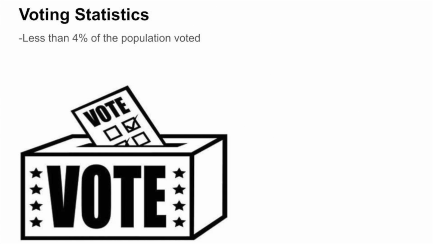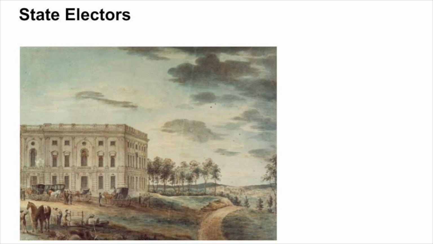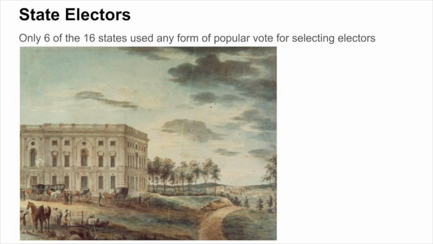With less than 4% of the population voting in this election, a lot of the country was prohibited from voting, including almost all African Americans, women, and non-landowners. At the same time, only 6 of the 16 states used any form of popular vote for selecting their electors.